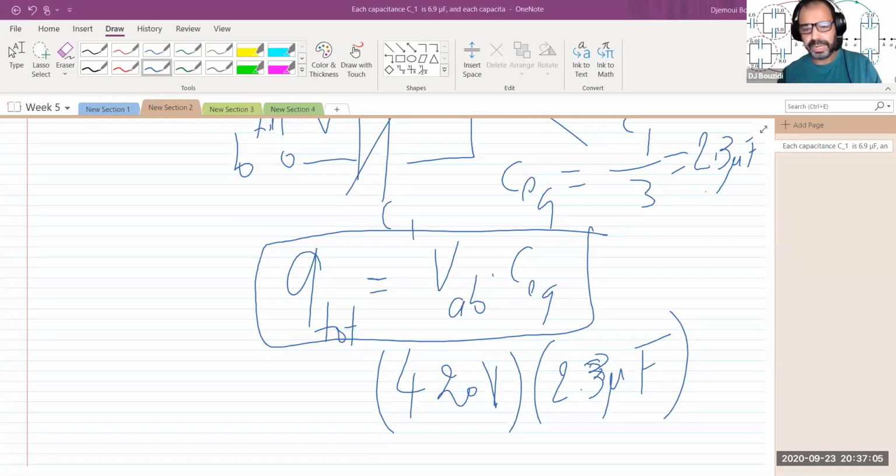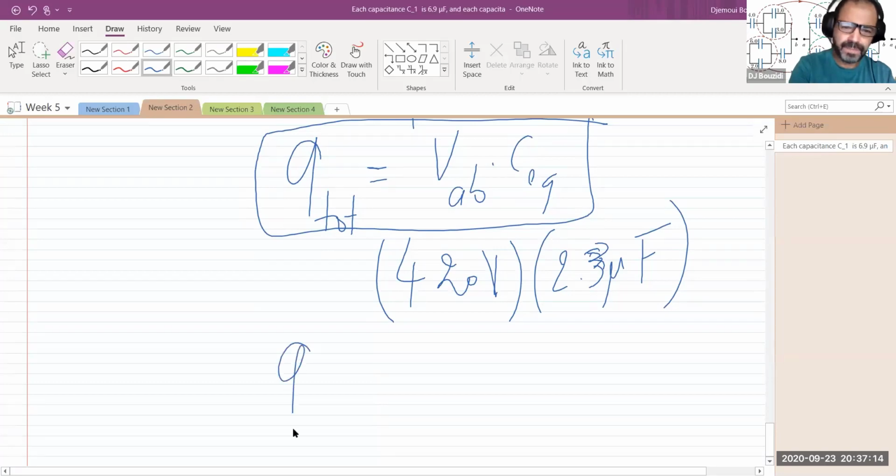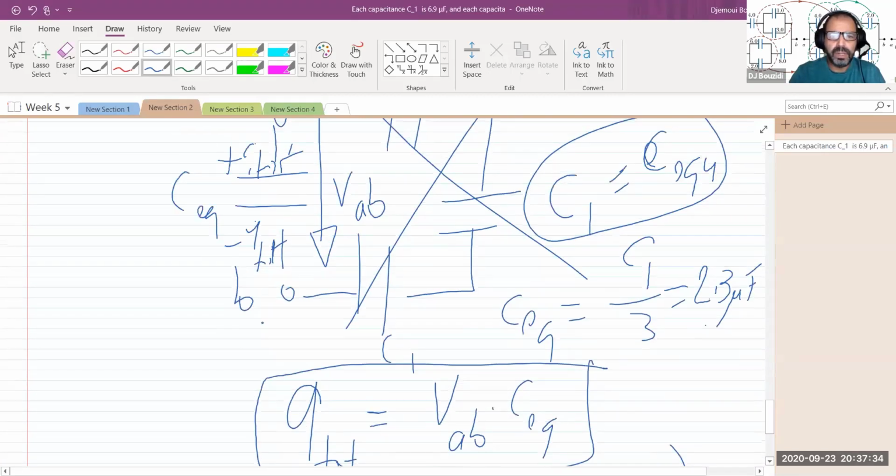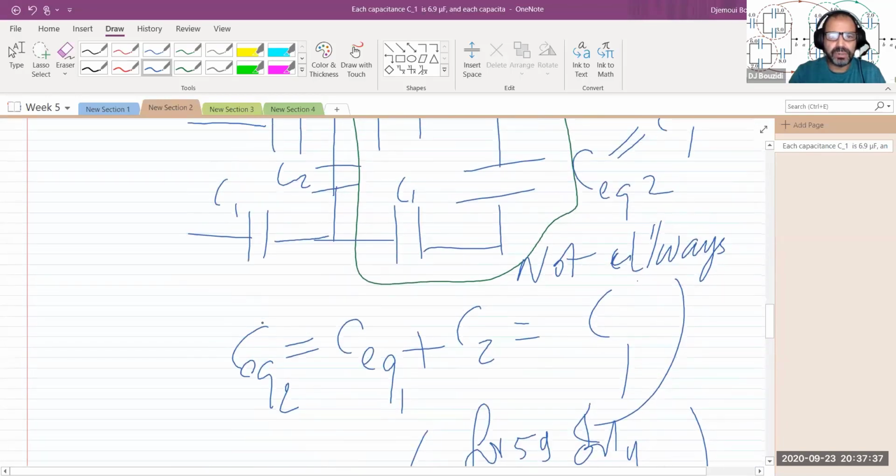So Q total, I'm sorry, not microfarads, microcoulombs: 966 microcoulombs. Because the farad and the volt are actually coulombs, and the micro didn't tangle with it. I didn't mess with it. So that's the answer for the total charge. But that's not what I was asked. I was asked for the charge that is sitting on this capacitor, C1.